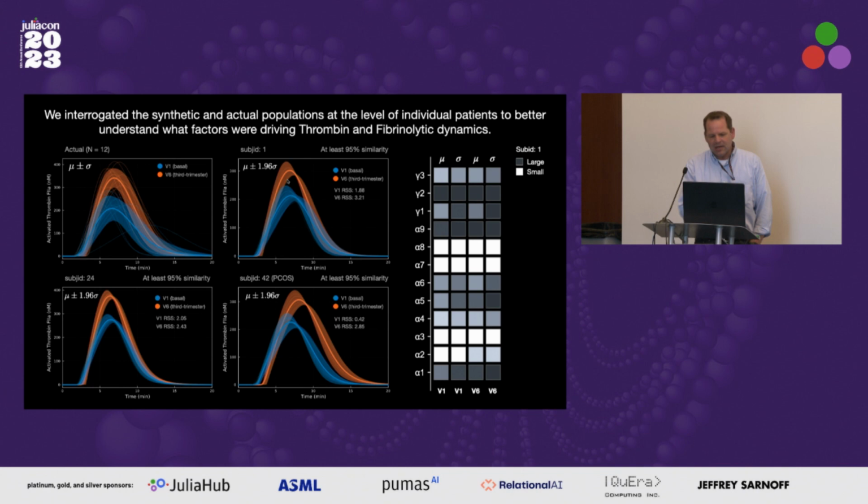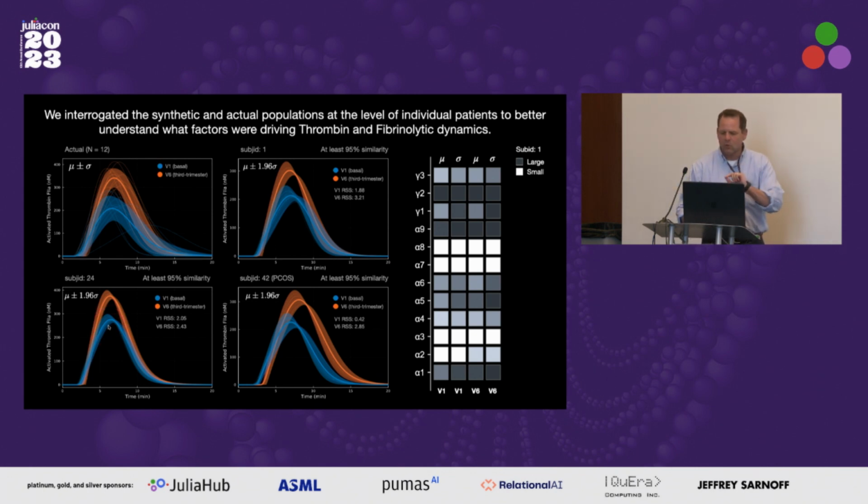Okay, so if you just take a look at this, this is subject 1, this is 42, this is 24, and this is 12 of the data points. You can see that, for example, the peak in the orange is higher than the peak in the blue, so you become more coagulable as you become pregnant, and the area under the curve is larger.